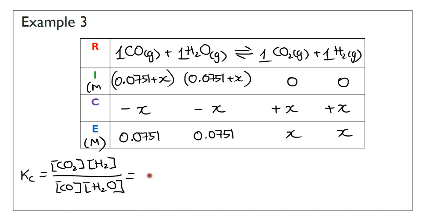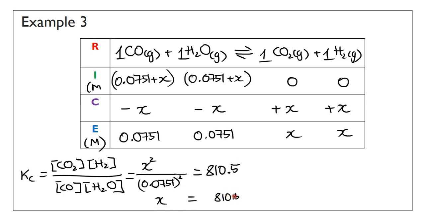So this is Kc. Now if we write it in terms of the equilibrium concentrations from this table, it's basically x squared over 0.0751 squared. So x times x over 0.0751 times 0.0751, and it equals 810.5. So from here, you should be able to solve for x. You probably want to do this calculation first. So x is, let's just do it in one step, 810.5 times 0.0751 squared, and then you take the square root of it.